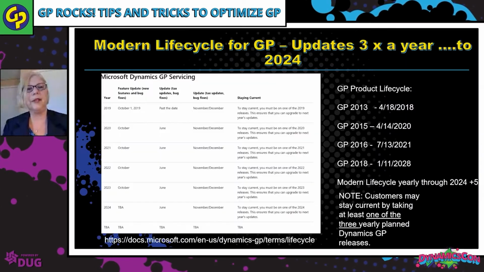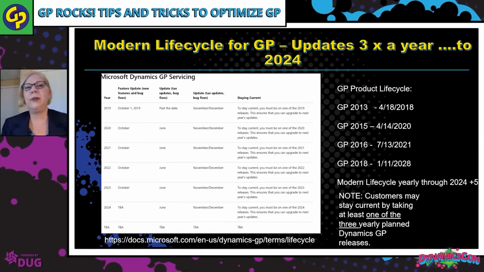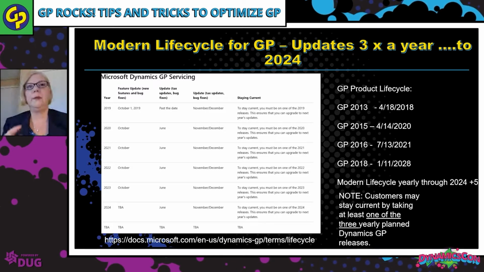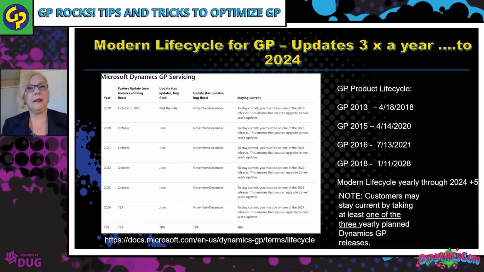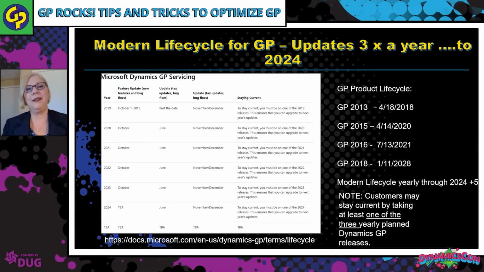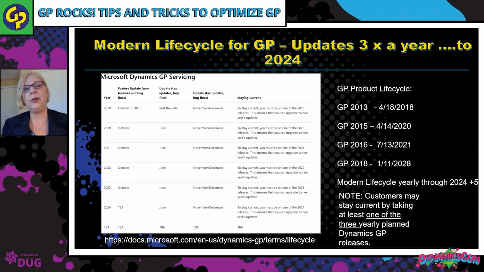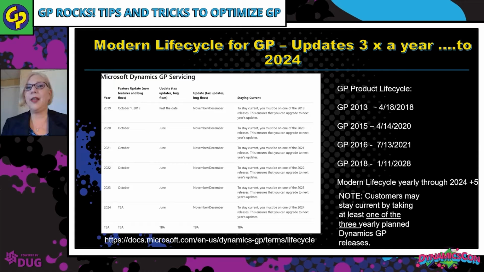So here's Microsoft's Dynamics modern, what they call their modern lifecycles. You can see here from 2019 all the way through 2024, there are releases planned every year. There are 3 releases a year: usually a tax update, a year-end update, and then a major release in October. So all the way through 2024, we've got updates and new features.